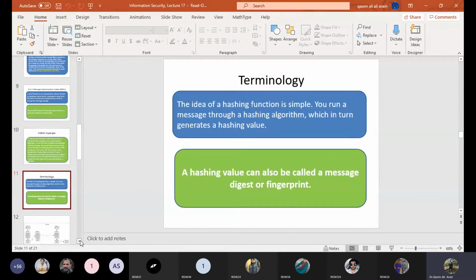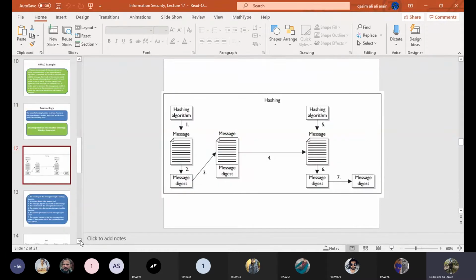अब अगर कहीं पे आपको लगता है कि message digest word use हो रहा है या fingerprinting word use हो रहा है, so this means that this value is being generated through a certain hashing algorithm, right? So you must not be confused about what might be a message digest or what might be a fingerprint value or like that, right? Now the whole procedure is being explained with the help of a diagram.